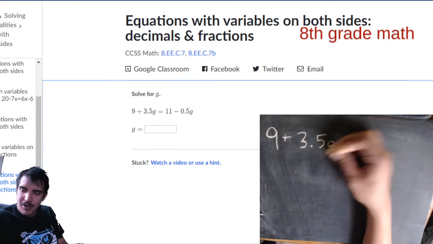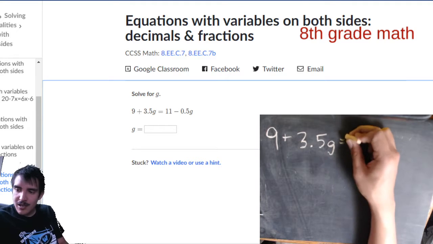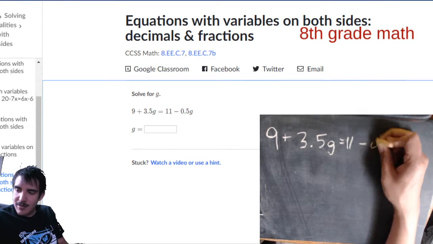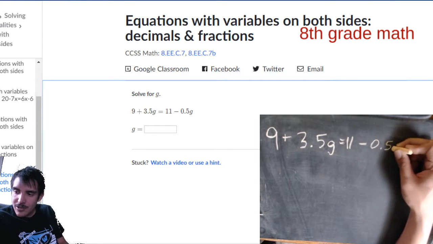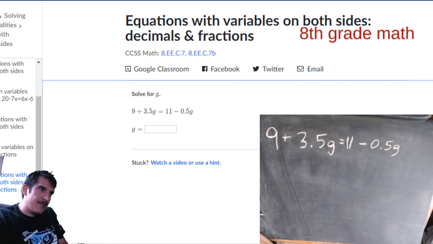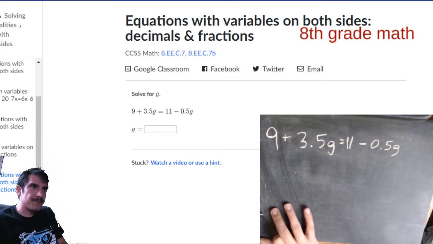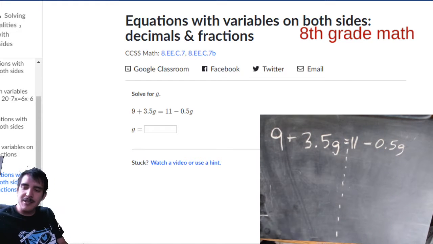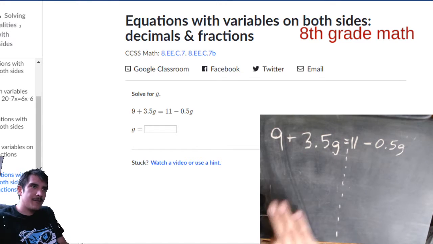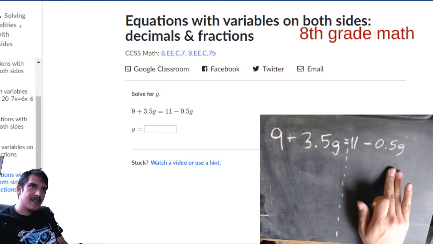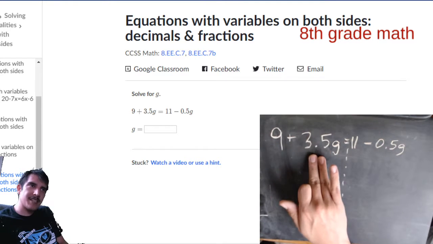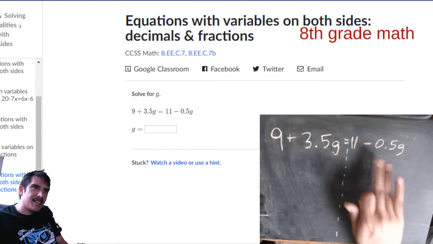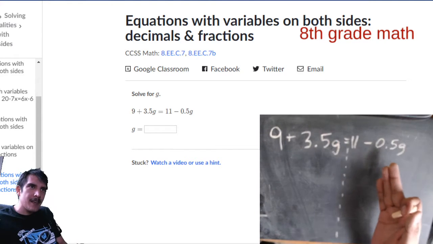9 plus 3.5g equals 11 minus 0.5g. Is this viewable? Yes, it is. That's a little baby equal sign, but that's okay. Again, variables on both sides. Whatever variable's on the first side, keep it. Whatever variable's on the second side, get rid of that.